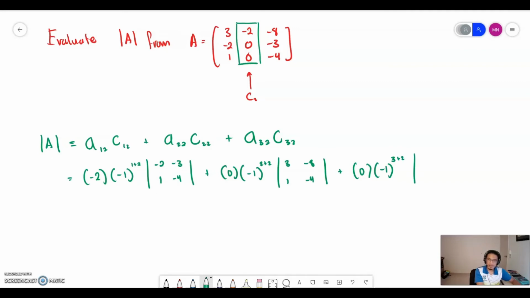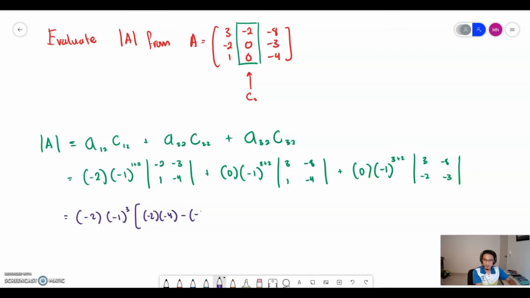Okay, so that one will be 3, negative 8, negative 2 and negative 3. Alright, so we do the calculation here. So then we will have negative 2, so negative 1 to the power of 3. Okay, so negative 2 multiplied with negative 4 minus negative 3 multiplied with 1.